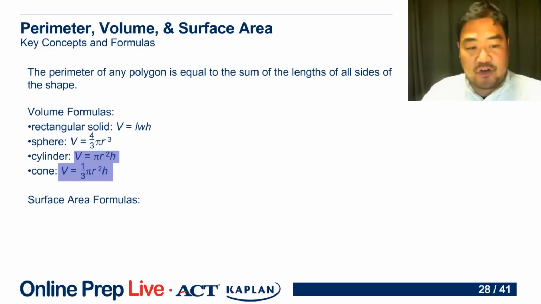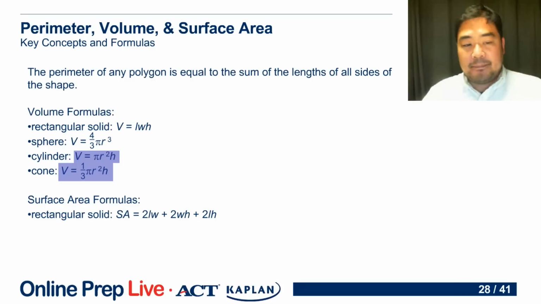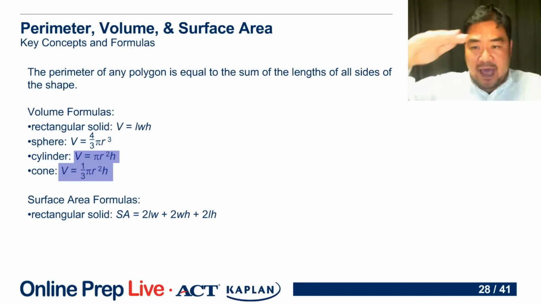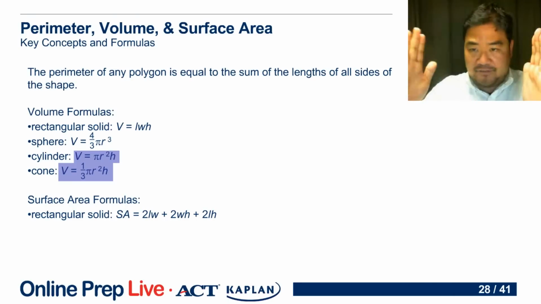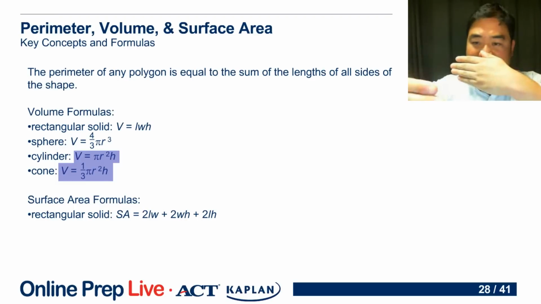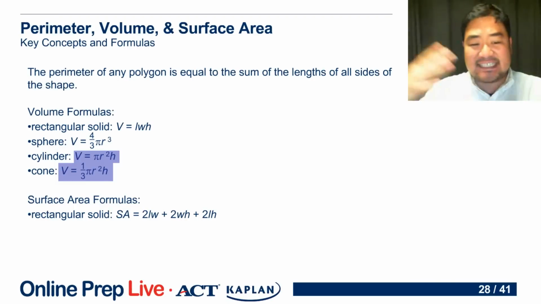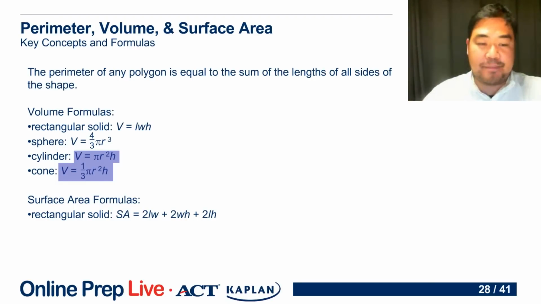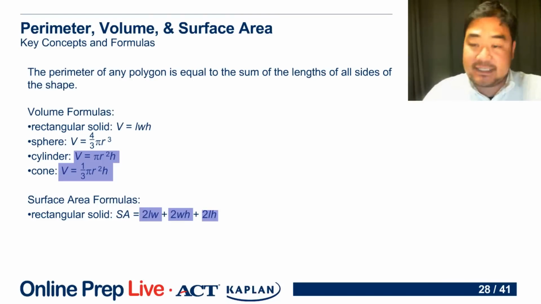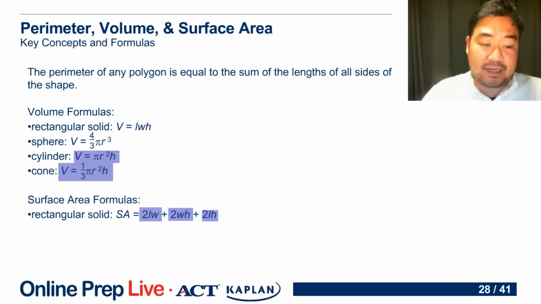And then lastly, surface area formulas. First, the surface area of a rectangular solid. A rectangular solid could be something like a box, right? On a box, you have the top and the bottom, you have the left and the right, and then you have the front and the back, right? So you have 6 sides of a rectangular solid. So basically, the surface area is adding up the areas of those 6 sides: 2 times LW, 2 times WH, 2 times LH, adding up the 6 surface areas to get the overall area of the rectangular solid.